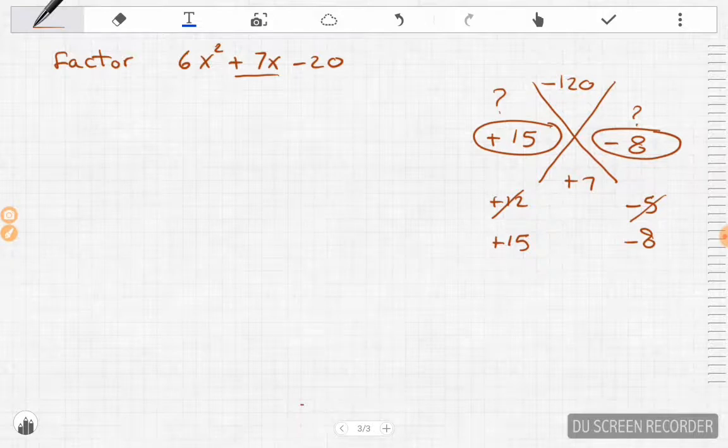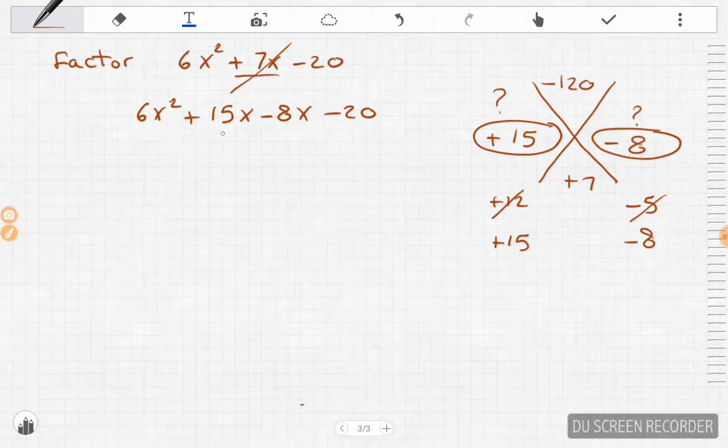Of course, you can keep guessing and checking until you come up with the two numbers. Use any method you want. I found this really helpful. So my goal now is to replace the 7x. I'm going to leave the 6x squared plus 15x minus 8x minus 20. You see, I didn't really change the value. I just replaced the 7x with the plus 15x minus 8x, same value.